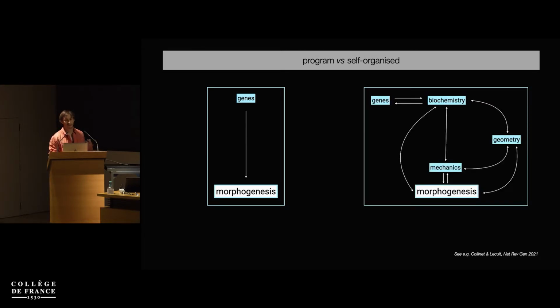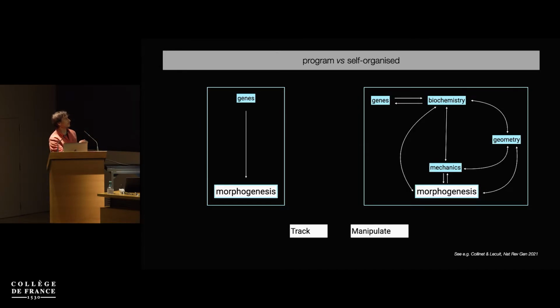However, a system that would incorporate a lot of feedback loops between these morphogenetic information modules, so genes, biochemistry, geometry, mechanics, and where all this feedback would eventually feed into morphogenesis, and where at the same time you have this downward causation from morphogenesis to the single cell level, this would be a very robust system to shape an embryo.